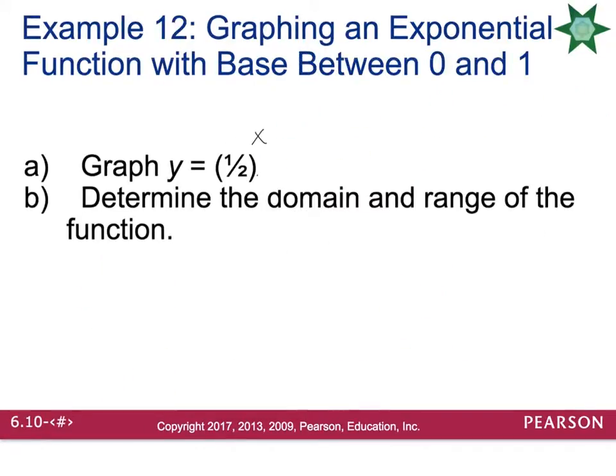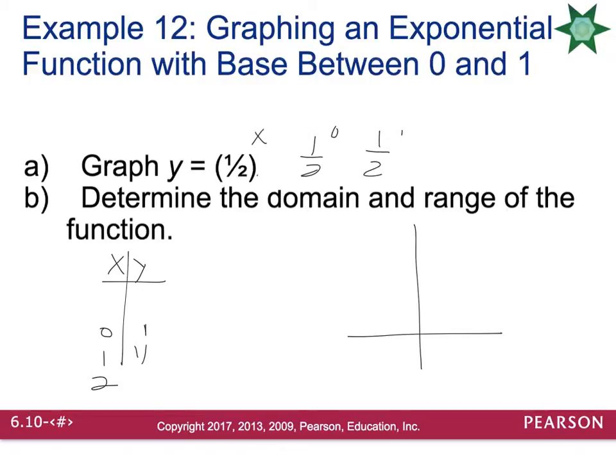If you go to graph y equals 1/2 to the x, you're going to get exponential decay. So if I make my t-table and I pick 0, 1, 2, if I substitute that in, 1/2 to the 0 is going to be 1. 1/2 to the 1 is 1/2. And 1/2 squared will be 1/4. Then if I try -1 and -2, it's then going to end up giving me the reciprocal. So 1/2 to the -1 will be 2, and 1/2 to the -2 will be 4.